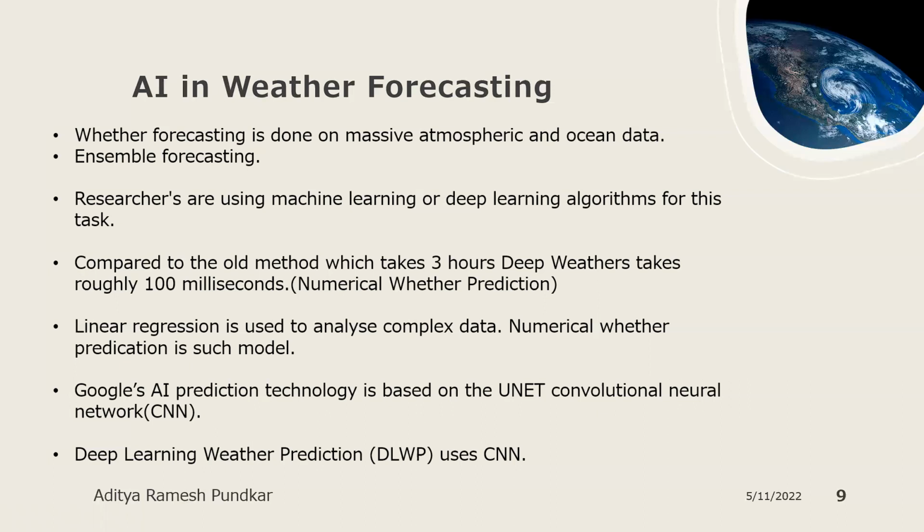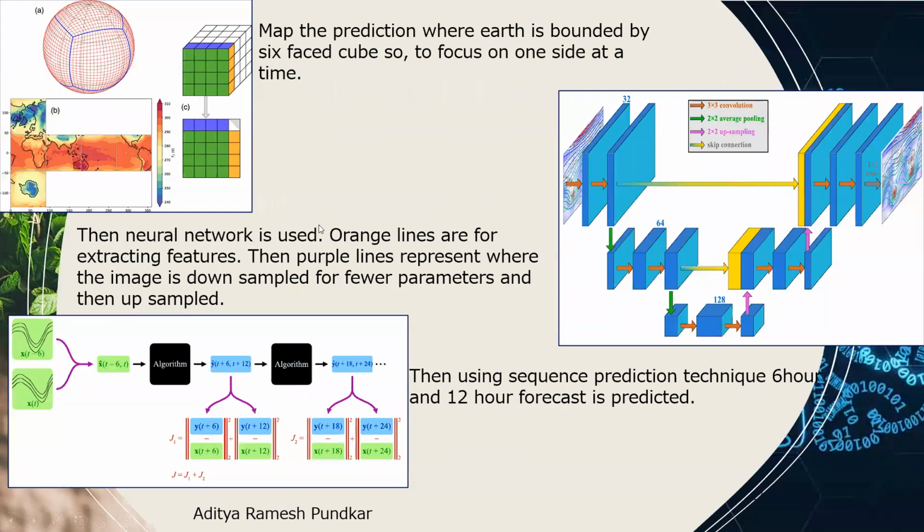So how will the CNN be used in weather forecasting? We will see. First of all, our Earth is considered to be contained in a 3x3 cube, so that researchers at a time can focus on one side of the cube, which is a plane. After that, the second is the neural network. As you can see in the second image, in the neural network, the orange line represents these layers, where the features are extracted from the data given to the neural network. After that, the purple line is used to downsample the image to reduce the parameters, and then it is upsampled to the original size.